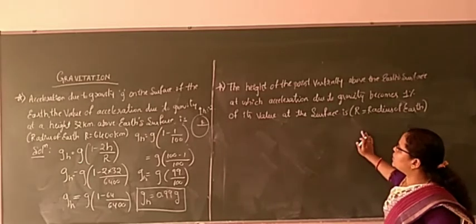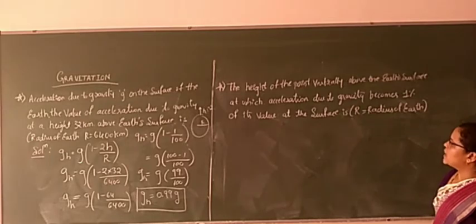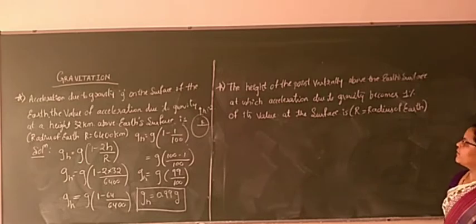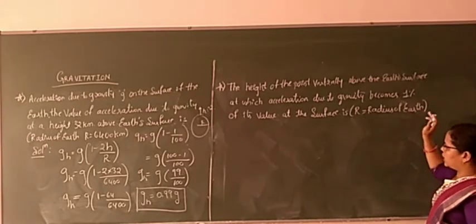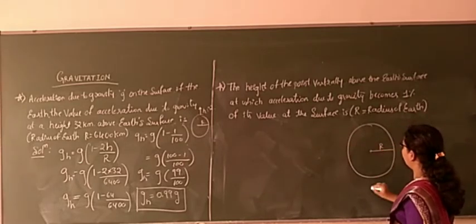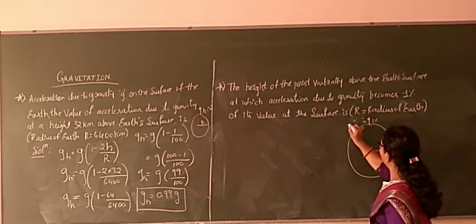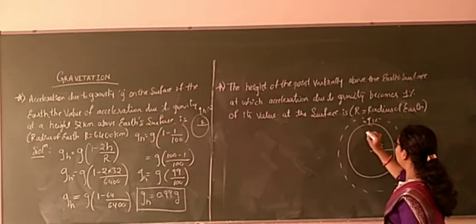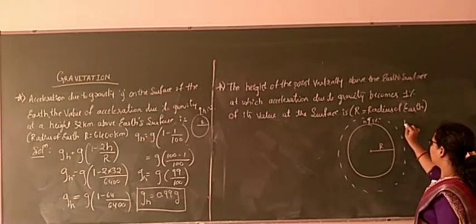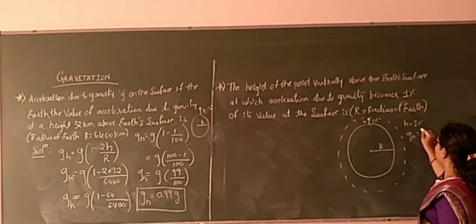Right? Now we'll move on to the next problem: the height of the point vertically above the surface of the earth at which the acceleration due to gravity becomes 1% of its value at the surface is, where r is equal to the radius of the earth. Now what is happening here? If you consider this is the earth having the radius r, then at a certain height the acceleration due to gravity is 1%. So what will be the height at which this happens? So g h is equal to g s of 1% here.